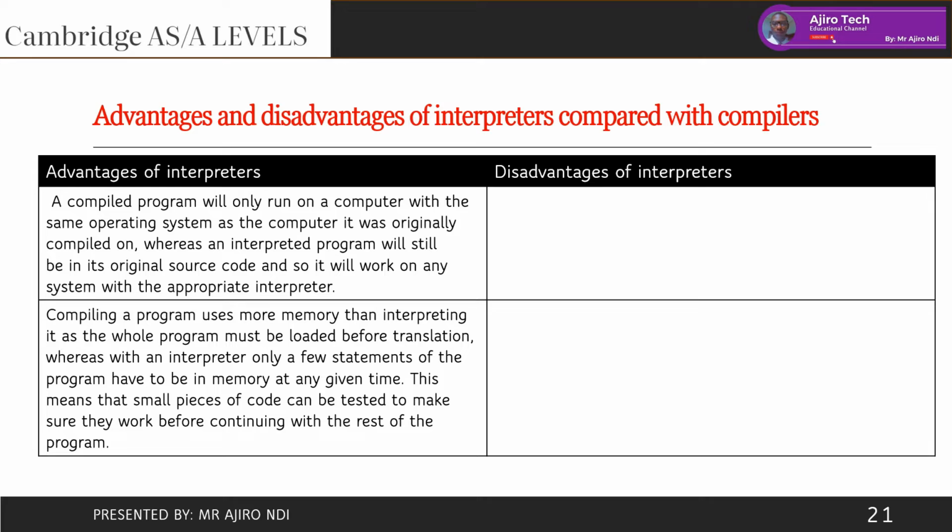Now, the next one is that compiling a program uses more memory than interpreting it, as the whole program must be loaded before translation. Whereas with an interpreter, only a few statements of the program have to be in memory at a given time. But for a compiler, all the program will be in memory. This means a small piece of code can be tested to make sure that it works before continuing with the rest of the program.